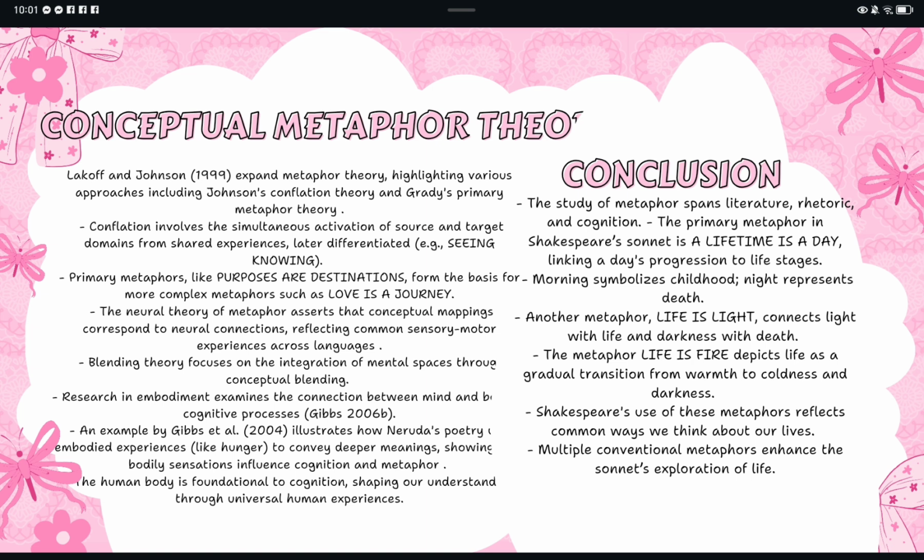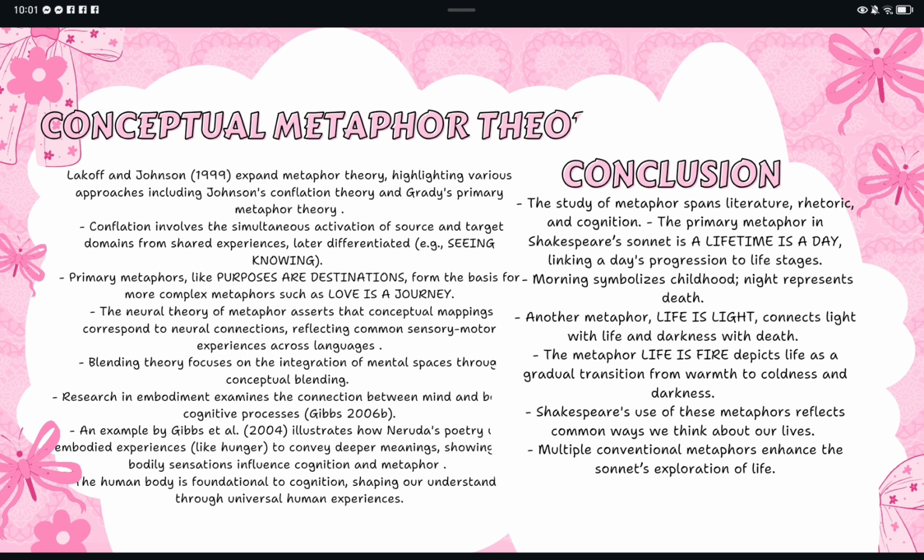So, next is the primary metaphor in Shakespeare's sonnet, a lifetime is a day, linking a day's progression to life stages. So, a lifetime is a day. This means that the stages of a day, morning, noon, night, are like the stages of a person's life: childhood, adulthood, and old age.